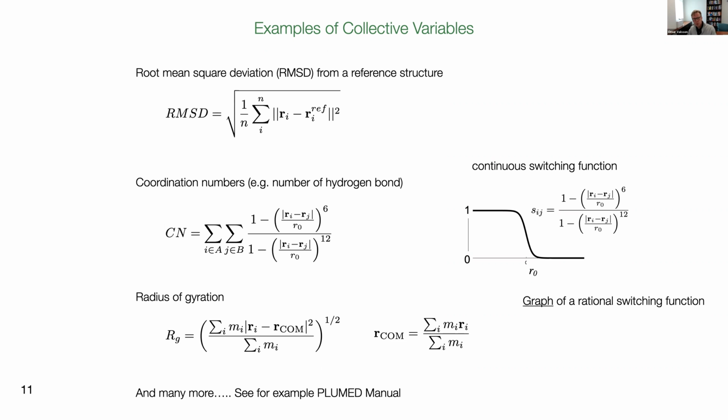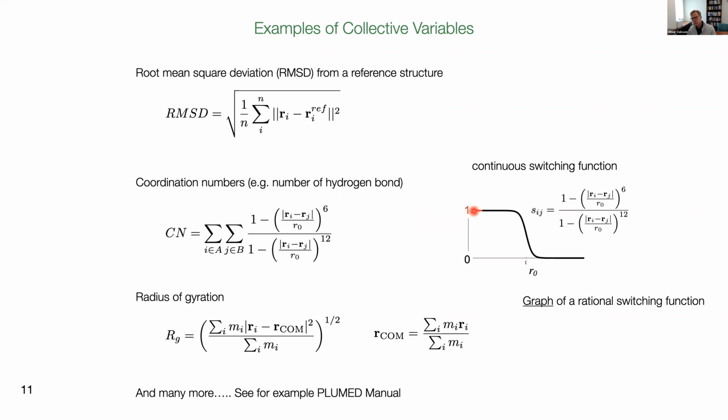There is one feature when you look at coordination number as a collective variable: instead of having sharp cutoffs for measuring whether two atoms are coordinated or not, we don't use that. We use a continuous switching function to describe the coordination, something like here.